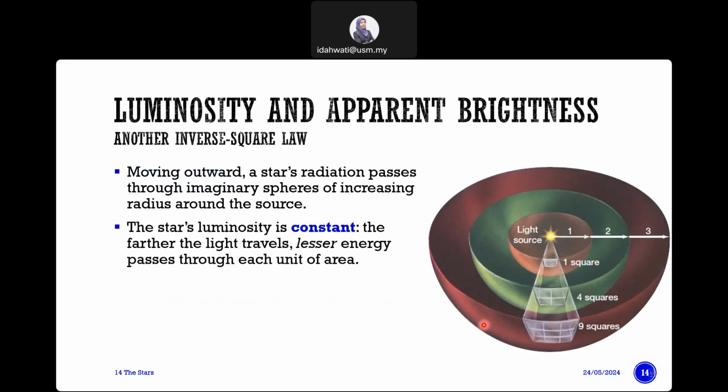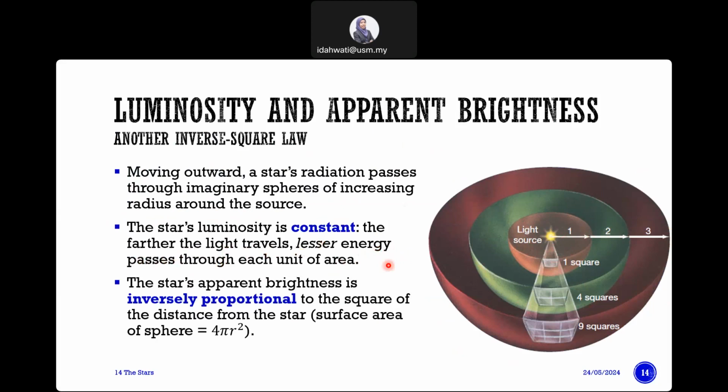Moving outward, a star's radiation passes through imaginary spheres of increasing radius around the source. For example here, the light source is at the middle point. All the light will move outward from that particular source in the middle. So it is coming to number 1, number 2, and going to the outermost one. The star's luminosity is constant. The farther the light travels, the less energy will pass through each unit of area.